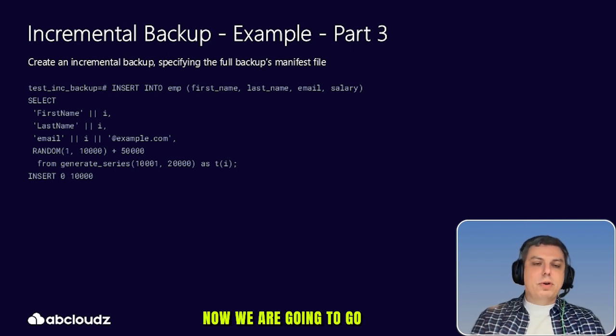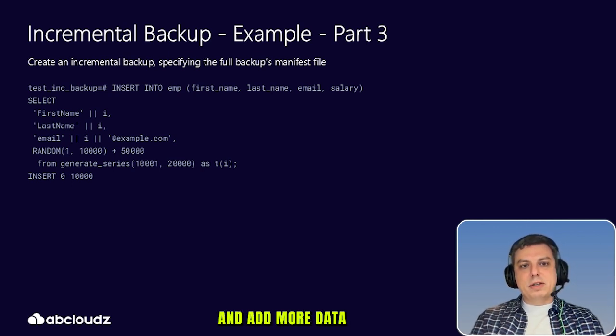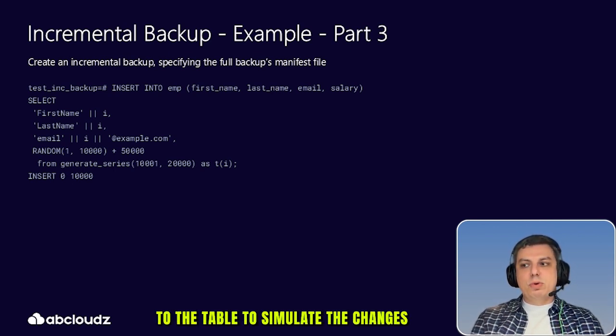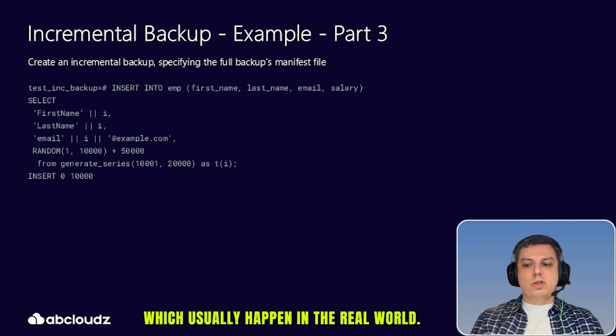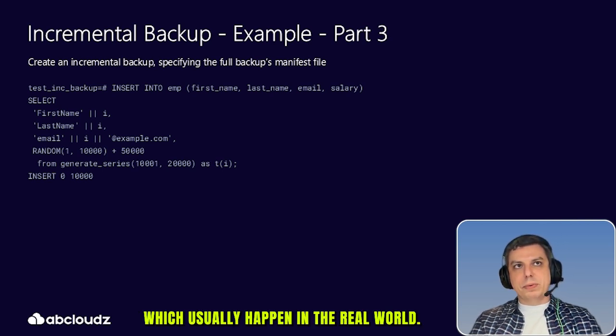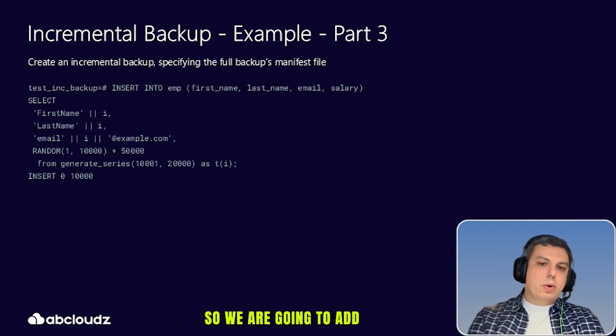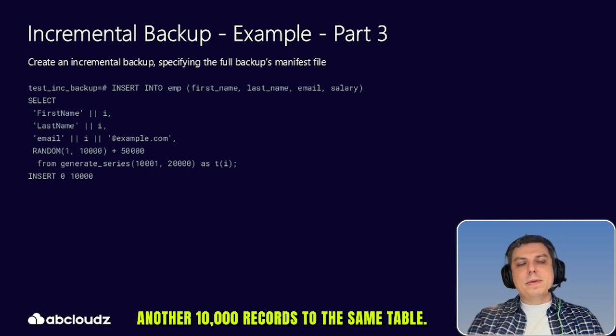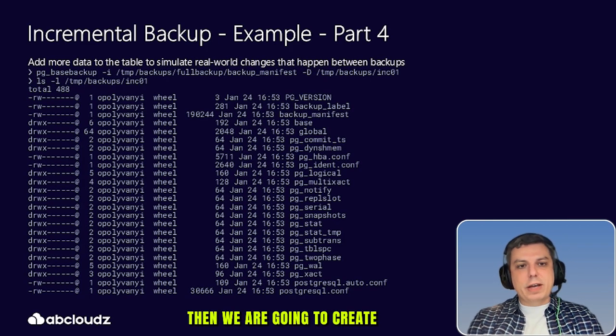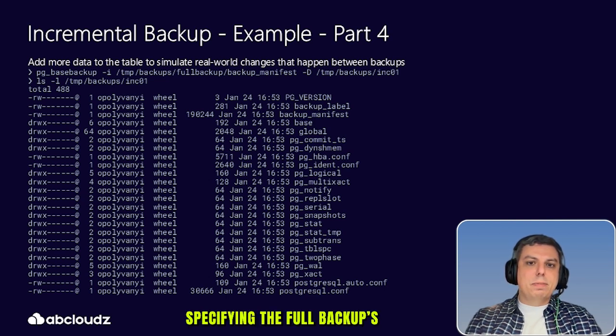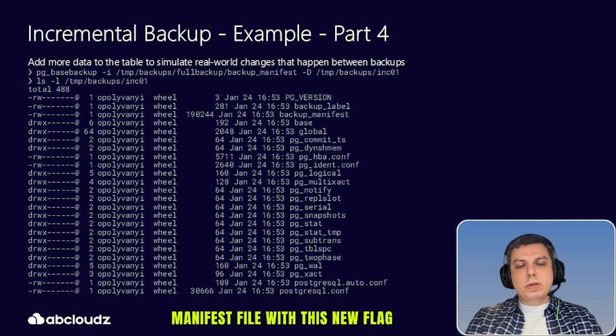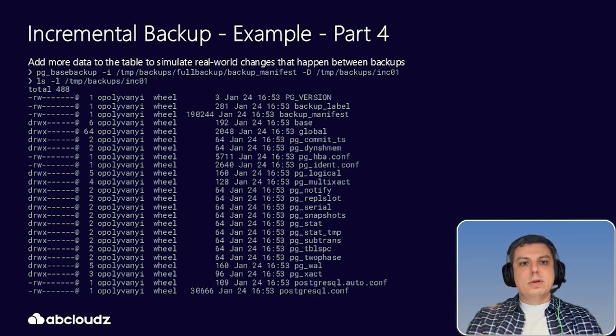Now we are going to go back to the database and add more data to the table to simulate the changes which usually happen in the real world. So we are going to add another 10,000 records to the same table. Then we are going to create an incremental backup specifying the full backup's manifest file with this new flag called -i.